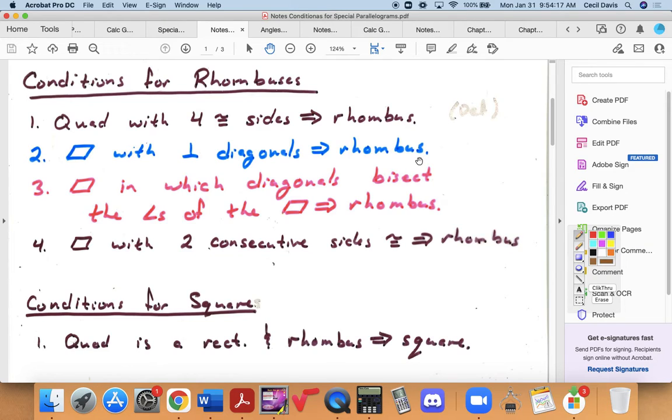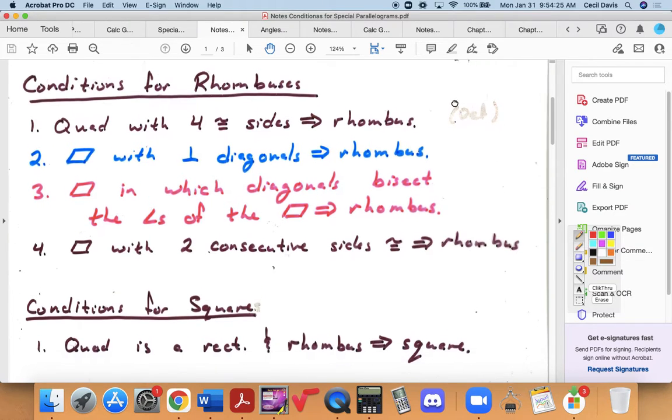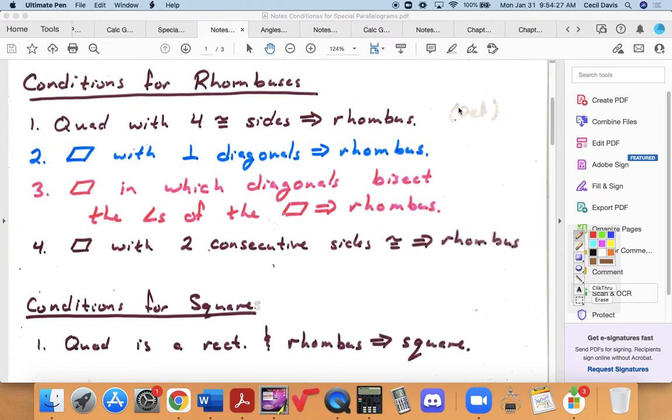All right. So then how do you know it's a rhombus? Well, there are 4 different ways you can know that it's a rhombus. First, know that it's a quadrilateral with 4 congruent sides. And this is very faint on your picture, but this is the definition. You can see it, but just barely. That's the definition.